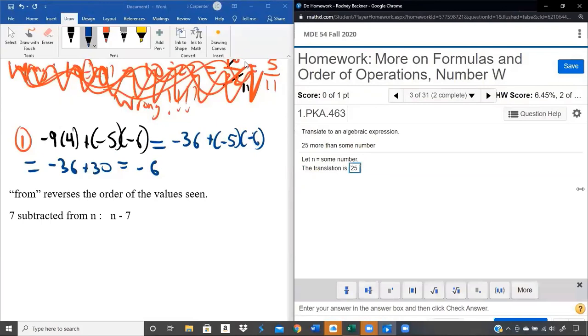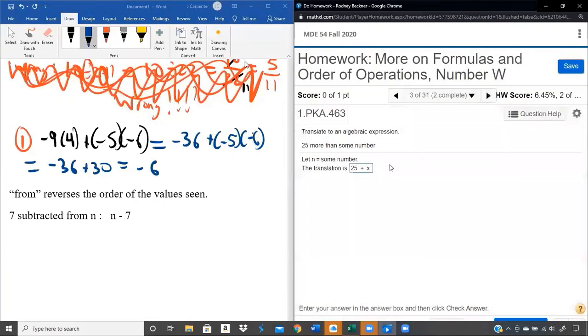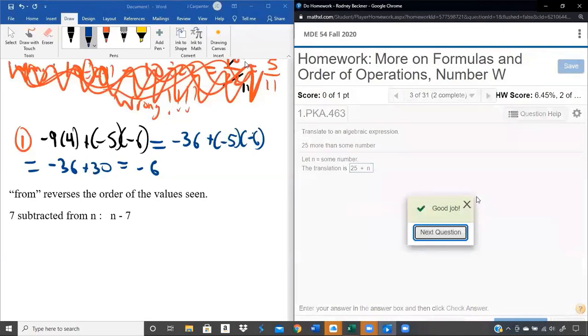So 25, and then I do plus X, and I'm rushing, and I check my answer, and they say it's not right. They say more than corresponds to addition. That's a pretty good hint. It's actually not what's wrong with what we have up here, and that might be confusing if you don't pay attention. But what we did wrong was we used our generic X, which we usually like to do, instead of what my math lab told us to do, which was to use N.